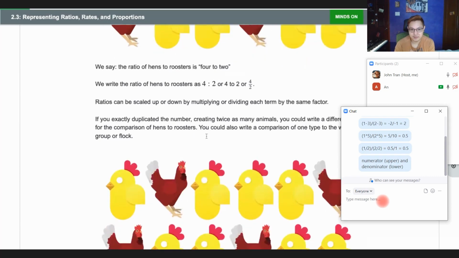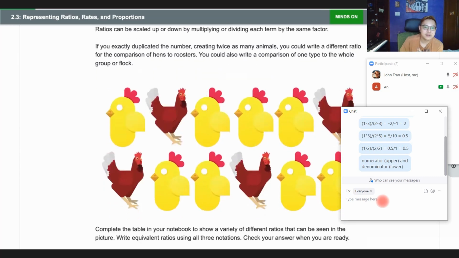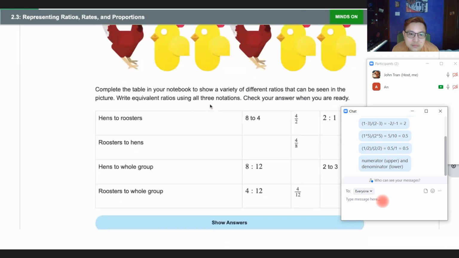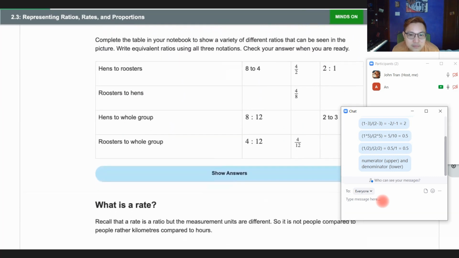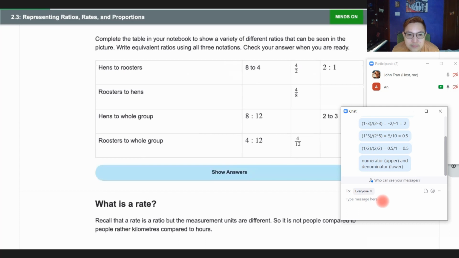Numerator and denominator. Now let's just continue. Complete the table in your notebook. Just read it, you don't have to read out loud anyway.